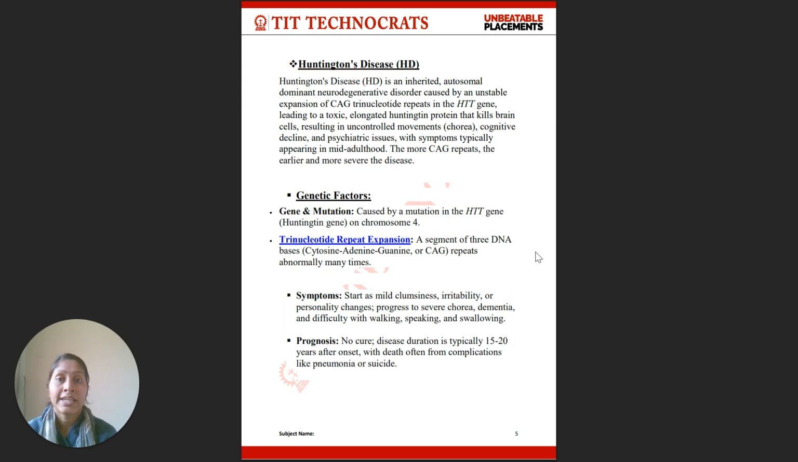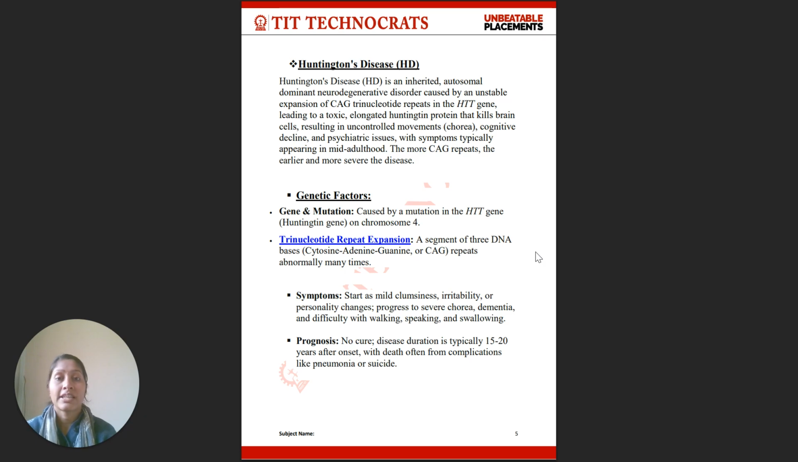The next topic is Huntington's disease. It's called HD. It is an inherited autosomal dominant neurodegenerative disorder caused by an unstable expansion of CAG trinucleotide repeats in the HTT gene, leading to a toxic elongated huntingtin protein that kills brain cells, resulting in uncontrolled movements, cognitive decline, and psychiatric issues, with symptoms typically appearing in mid adulthood. The more CAG repeats, the earlier and more severe the disease.